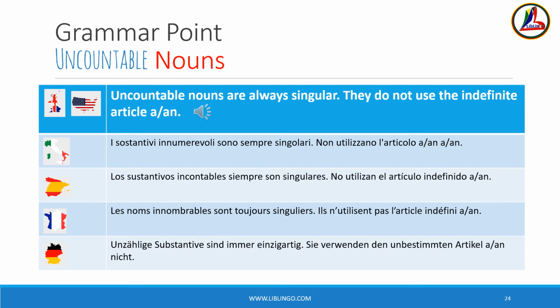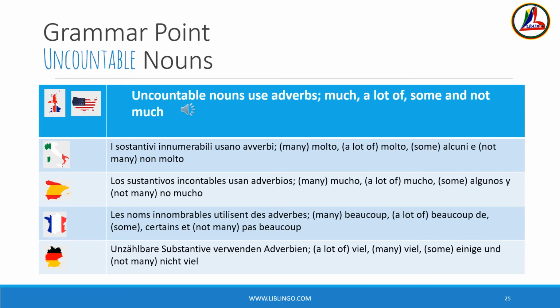Uncountable nouns. Uncountable nouns are always singular. They do not use the indefinite article a or an. Uncountable nouns use the adverbs much, a lot of, some, and not much.